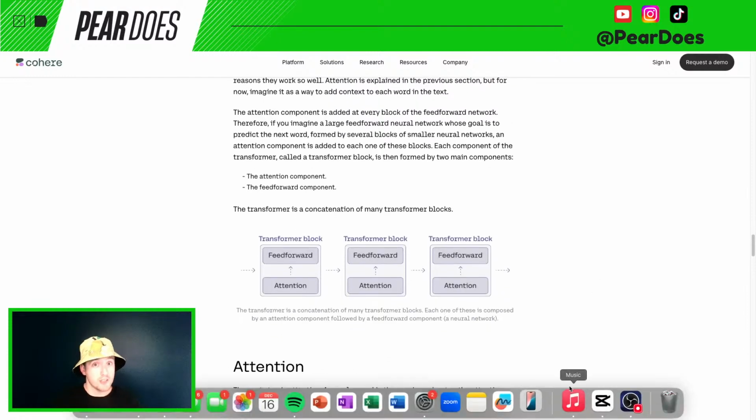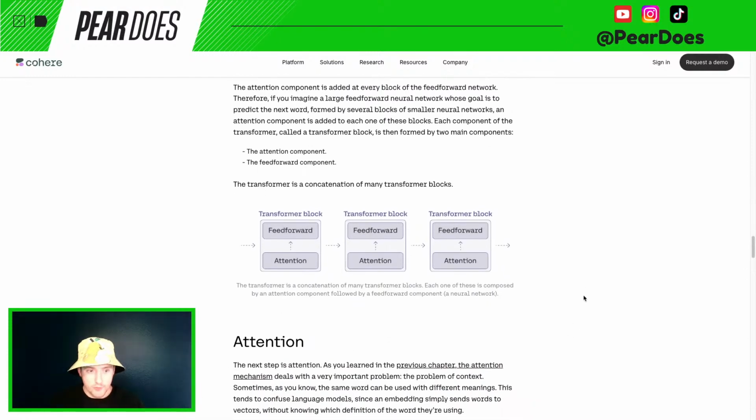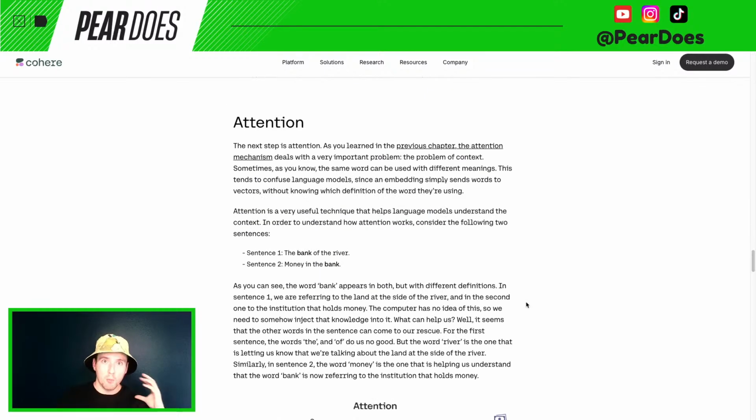The transformer is a concatenation of many transformer blocks. Sounds like a blockchain, doesn't it? Each one of these is composed of an attention component followed by a feed-forward component. So attention, feed-forward, transformer block. Then we go to the next part. Attention, feed-forward, transformer block. And then the next block. And what we want to harp on here is this attention step.